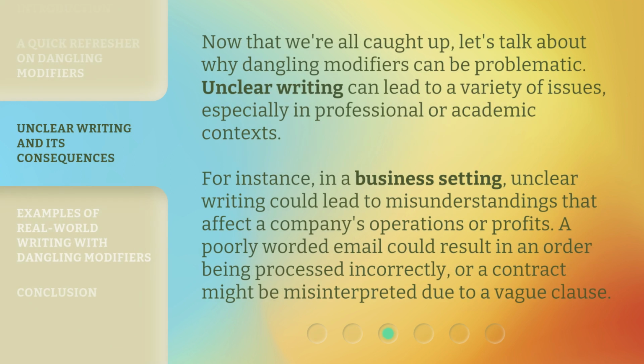Now that we're all caught up, let's talk about why dangling modifiers can be problematic. Unclear writing can lead to a variety of issues, especially in professional or academic contexts. For instance, in a business setting, unclear writing could lead to misunderstandings that affect a company's operations or profits. A poorly worded email could result in an order being processed incorrectly, or a contract might be misinterpreted due to a vague clause.